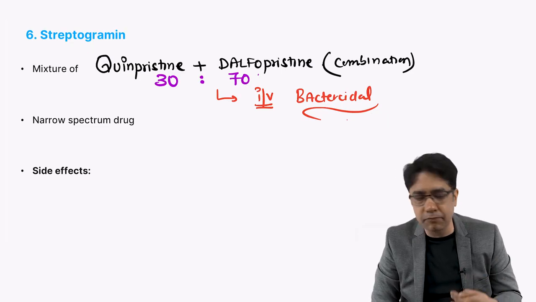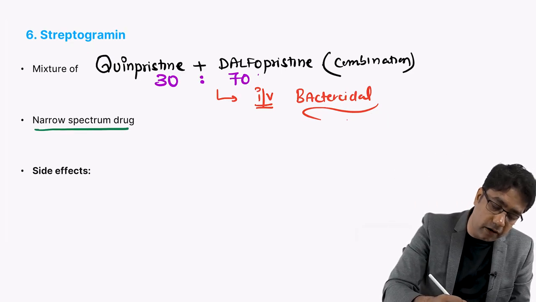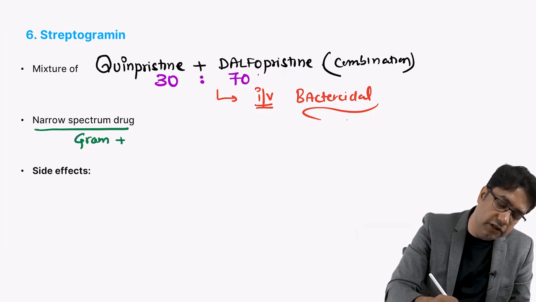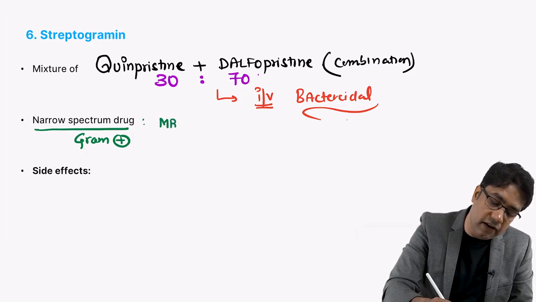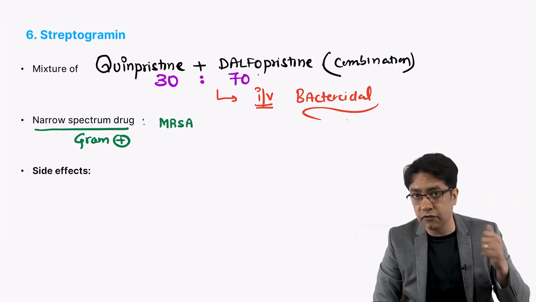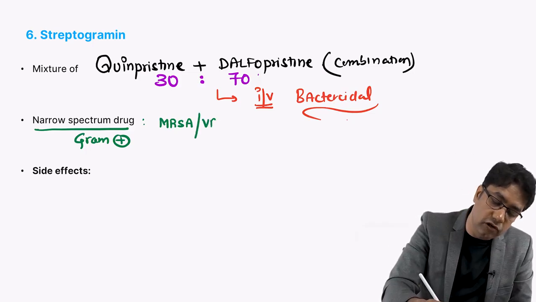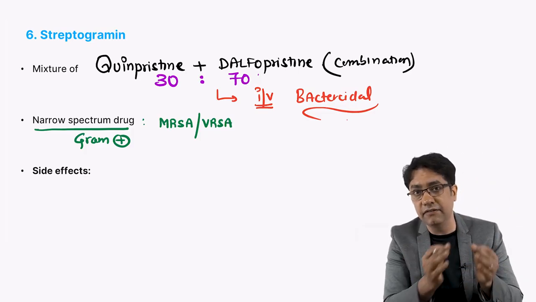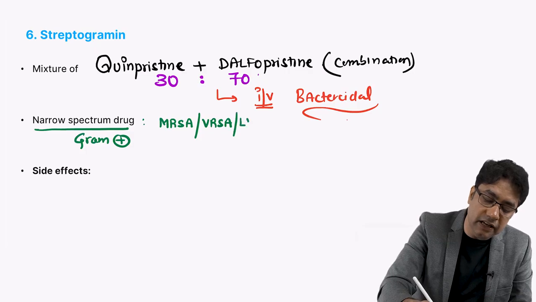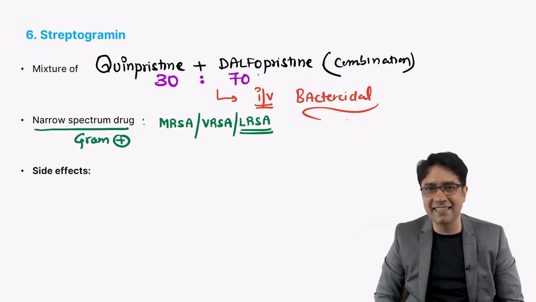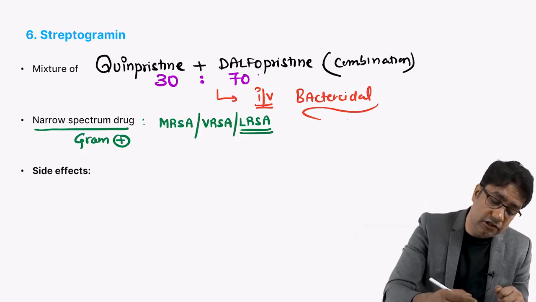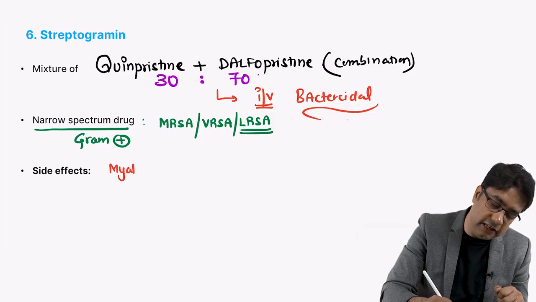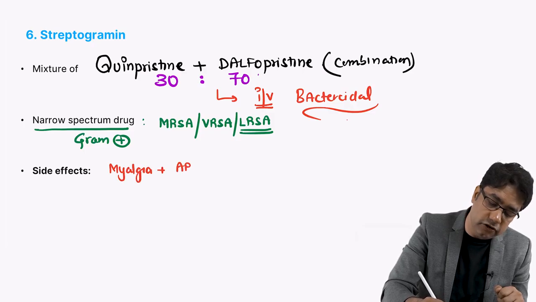Just like linezolid, streptogramin is also a narrow spectrum drug, only effective against gram-positive resistant bacteria. So we will write, it is given for MRSA, but for MRSA the drug of choice was vancomycin. It is also effective in VRSA, but for VRSA we give linezolid. Streptogramin is even effective in LRSA. LRSA is linezolid resistant Staphylococcus aureus. Now this streptogramin's main side effects are myalgia, muscle pain, and arthralgia, joint pain.